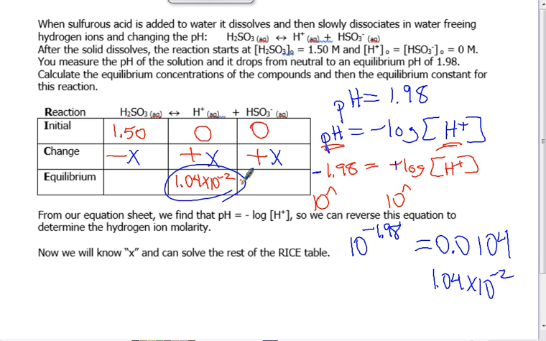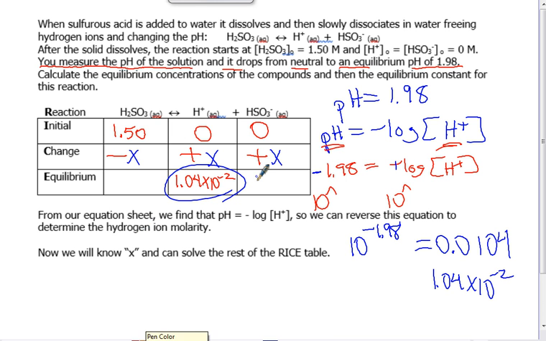Cool? Let's read that question again, though, in case I just lost some people. You measure the pH of the solution, and it drops from neutral to an equilibrium pH of 1.98. This 1.98 is at equilibrium. Cool? So I was able to use your pH to figure out the H value at equilibrium. Now I know X, don't I? 0 plus X equals that. What can I do to all of the rest of the spots?